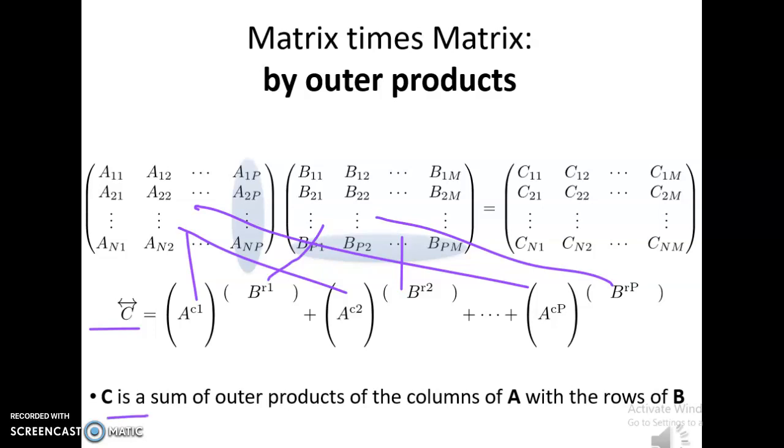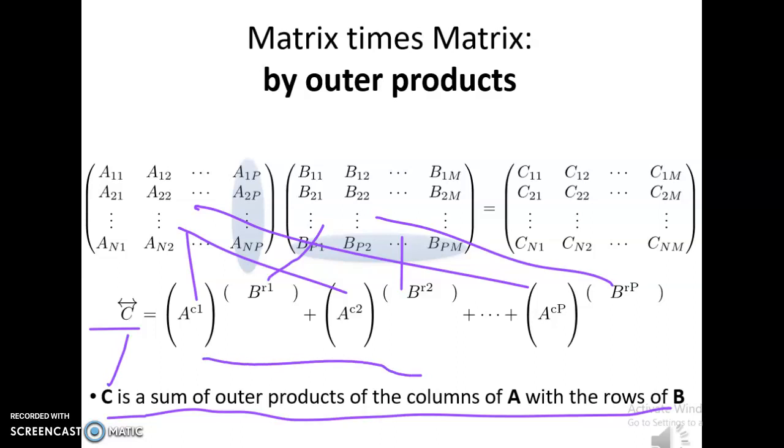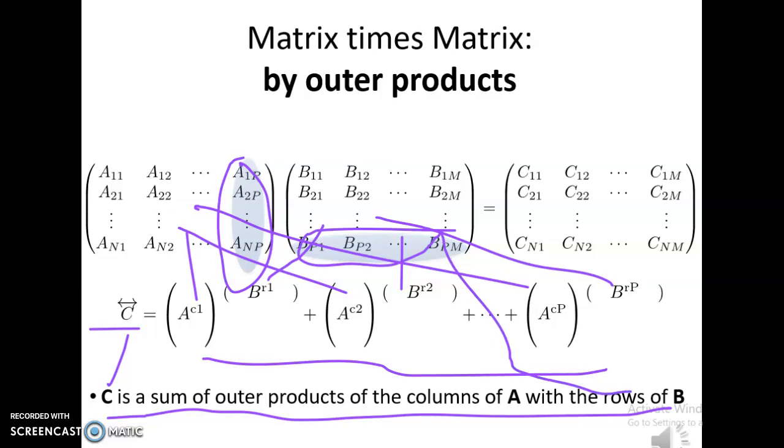C is the sum of outer products of the columns of A with the rows of P. This is the outer product, not the inner.